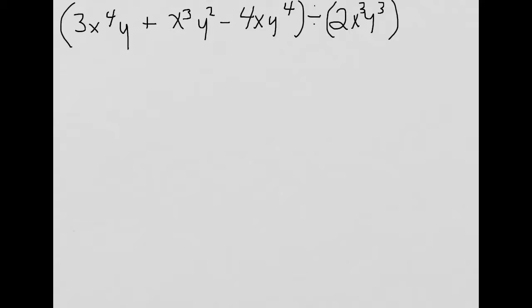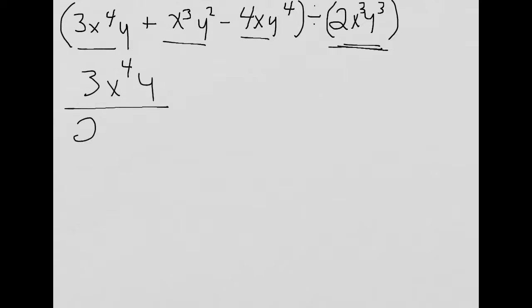So when we look at this question, this is from Unit 20, number 19 in the assignment exercises. What we're going to do is take each one of these and divide it by this. I usually like to set this up so we can look at them all individually, and that will help with the setup of your answer as well. So we're going to take 3x^4y and divide it by 2x^3y^3.